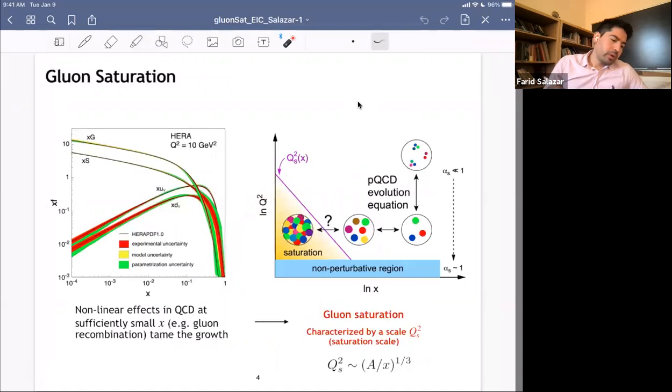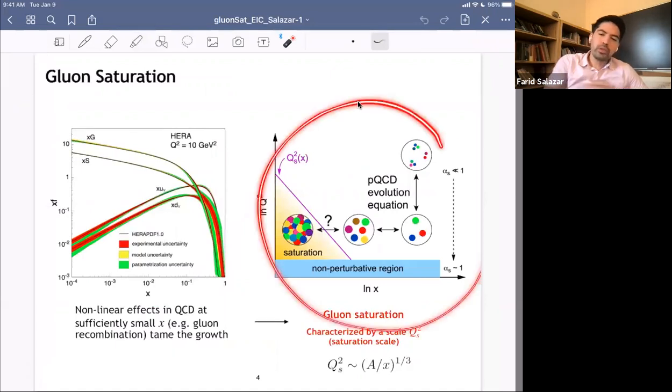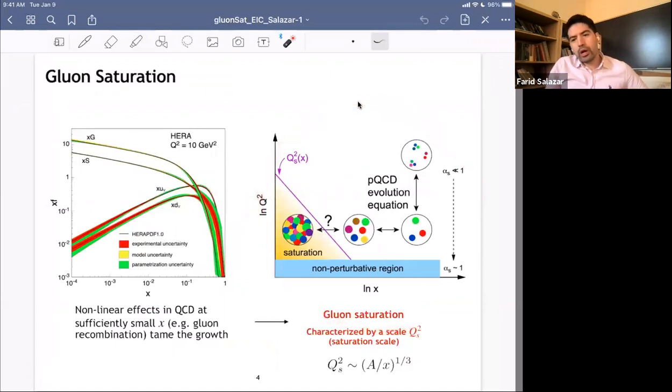So this cartoon here shows you how the gluons are organized, how the phase space is organized as a function of x and the virtuality of the process, Q squared. Or it can be also the transverse momentum of the jet, but let's keep it simple as virtuality. And what you see is that there is a so-called saturation scale, which depends on x and delineates this boundary. And this scale more or less tells you the transition between linear evolution and nonlinear evolution.